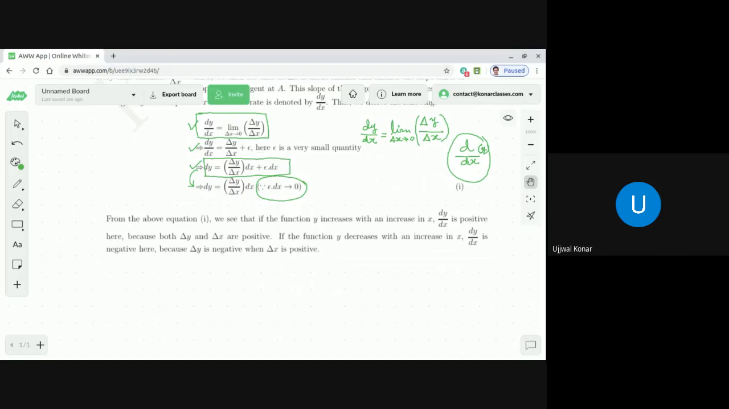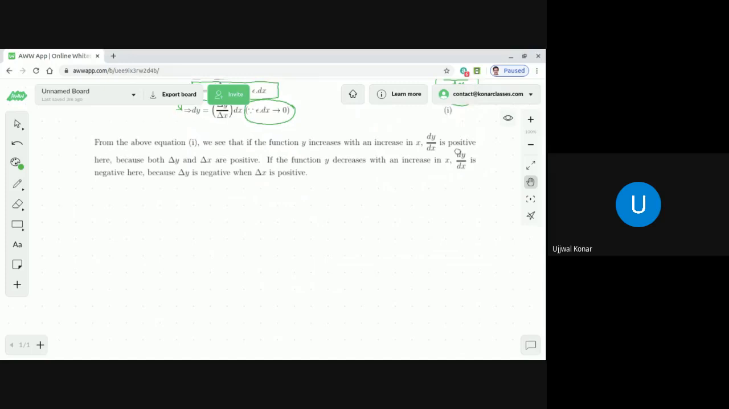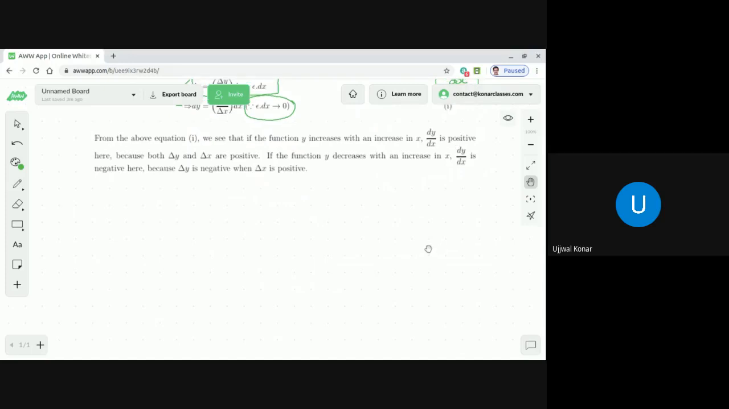Now think about a very practical example. As I said, dy dx is positive. What did you understand about dy dx? We understood that dy dx is nothing but the slope of the tangent of the curve at that particular point, dear students, isn't it? Correct or not? So now let's look into this. After that, we'll go with some formulas.